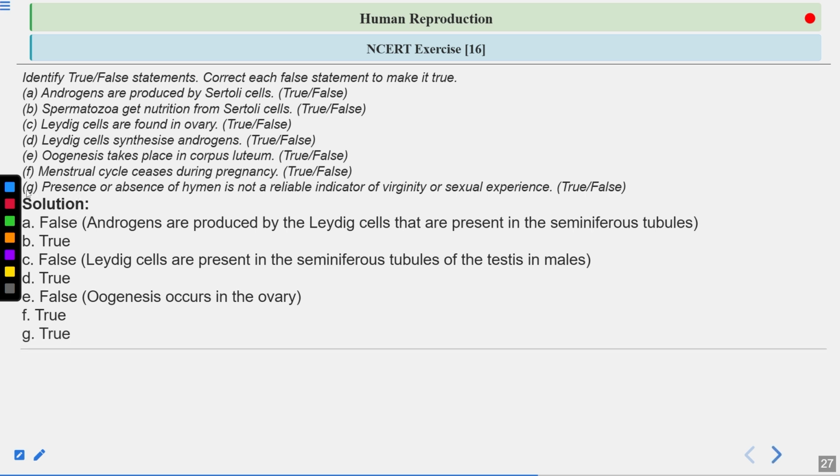Now, last one, G: presence or absence of hymen is not a reliable indicator of virginity or sexual experience. This statement is true because sometimes the hymen persists even after sexual intercourse, and sometimes the hymen can break due to a sudden jolt, or if the female indulges in some sports activity like cycling and all. In that case also the hymen can break. So it is not a reliable indicator of virginity or sexual experience.